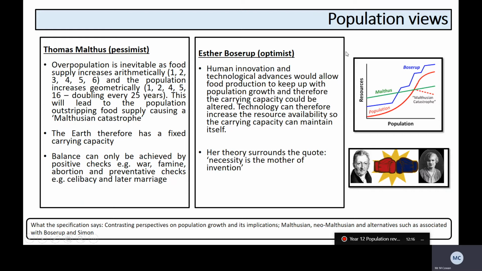Now, Esther Boserup is an optimist. She believes in the power of human innovation and that we can use technological advances to allow food production to keep up with population growth. Her famous saying was, necessity is the mother of invention. When we have to find a way, we do. The carrying capacity, she's saying, could be altered, and technology can increase the number of resources available so the carrying capacity can maintain itself. We can't increase the amount of land in the world, but we can increase the amount of productive land. So the example of Mauritius before, of derocking, was a great demonstration of this.